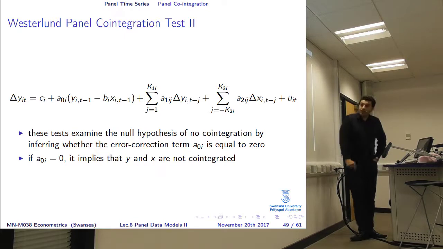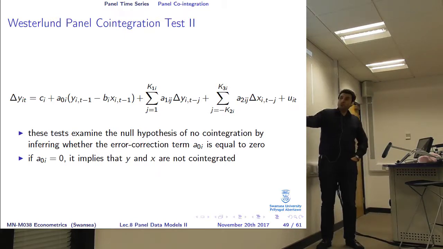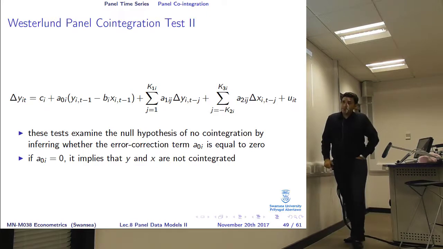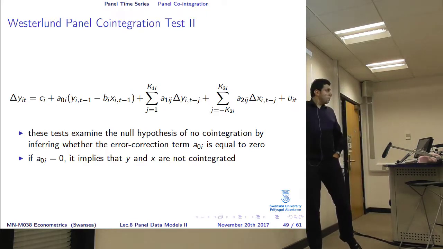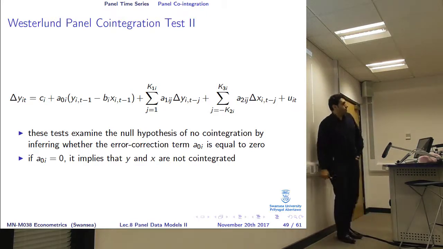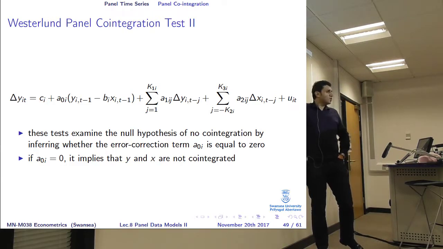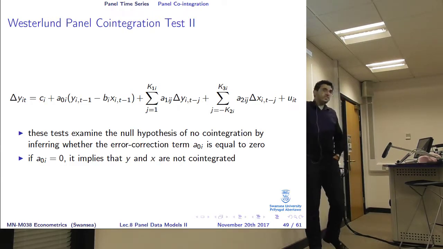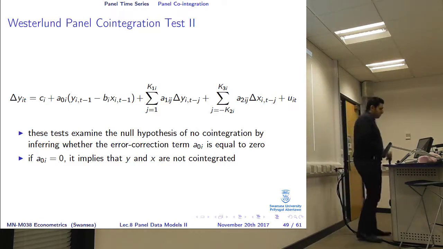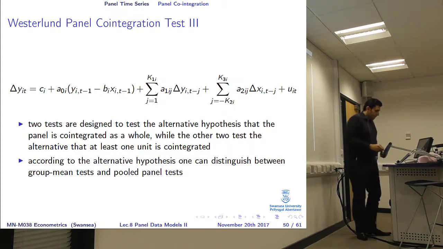And the null hypothesis, again, is the same. No cointegration, okay? Because if this equals zero, then Y and X are not cointegrated. So basically, you just construct this error correction model, you estimate the model, and you test for the significance of this parameter. If it's equal to zero, then we have no cointegration. If not, so if you reject this, that means there's evidence of cointegration.